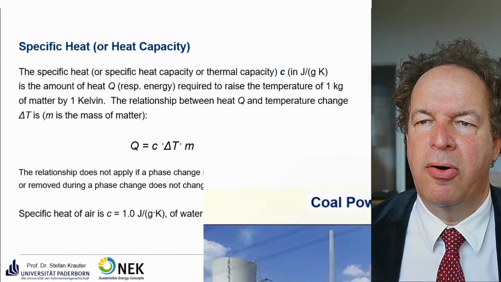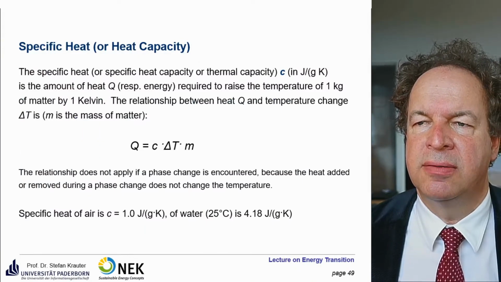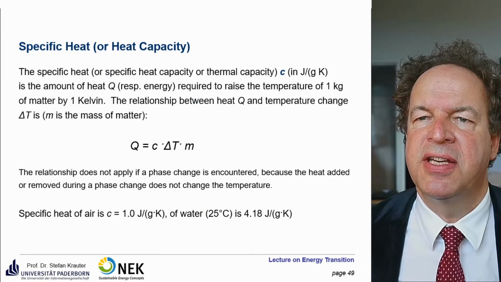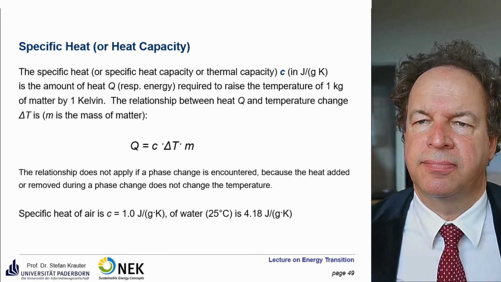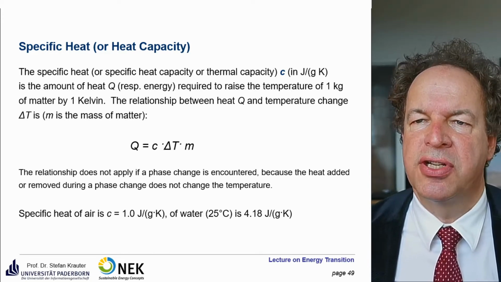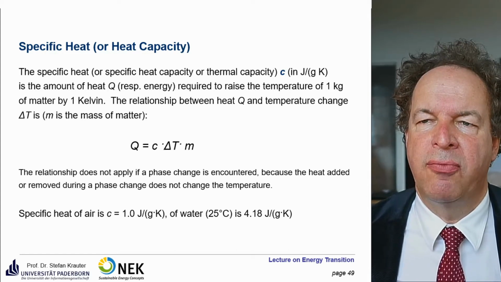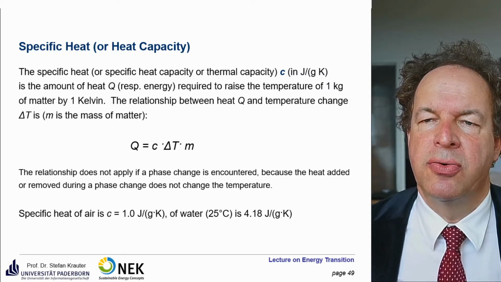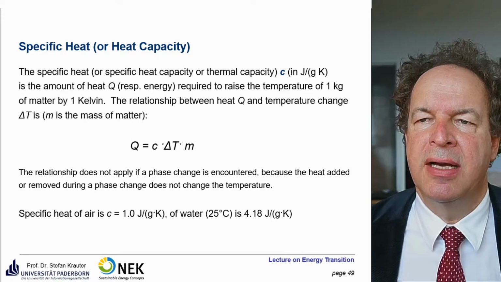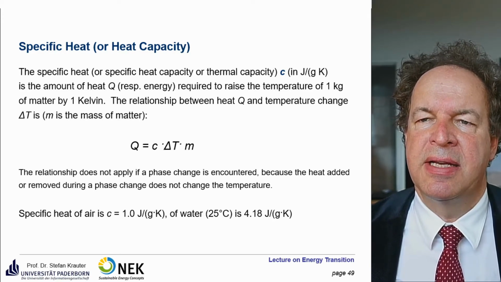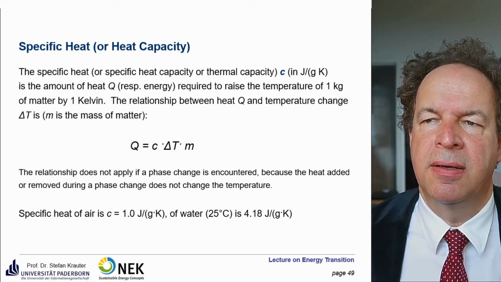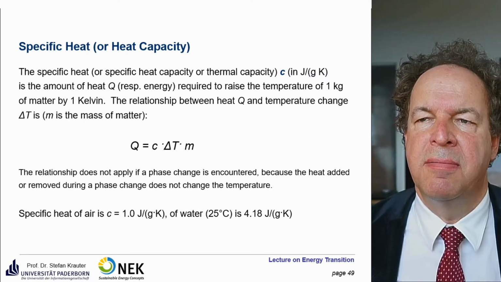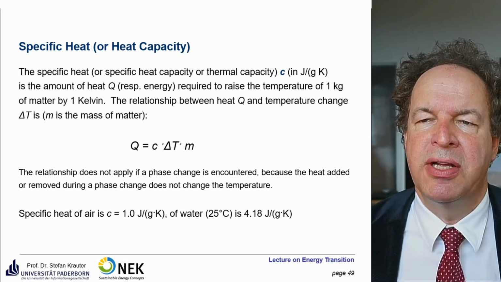This is a side view of a coal power plant here. First, some thermodynamic basics. We talk here about the specific heat, the so-called heat capacity. If you want to heat up water, how much energy would you need to reach a certain temperature? You have the amount of heat as a big Q. Then you have the c, the specific heat capacity, and then you have the delta T, the temperature difference, and the mass. For example, 1 liter of water is equivalent to 1 kilogram.